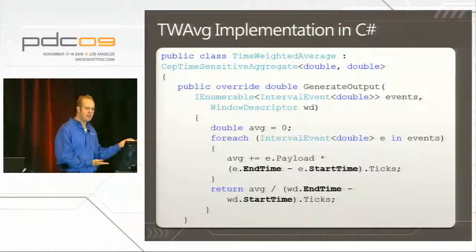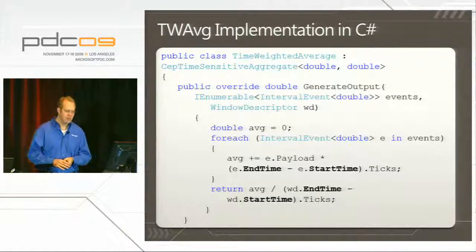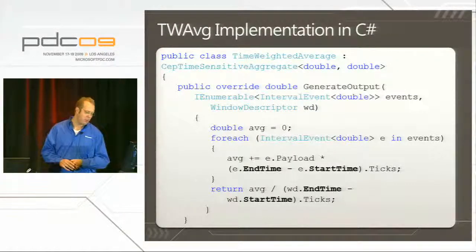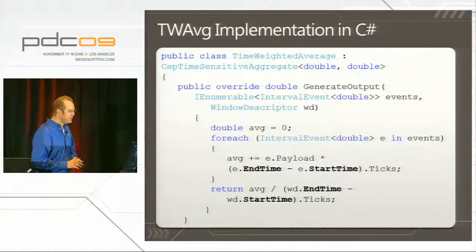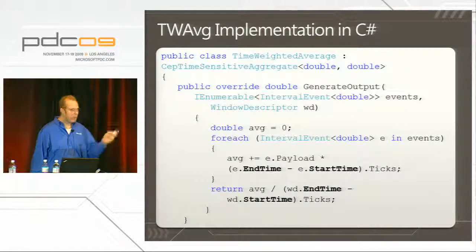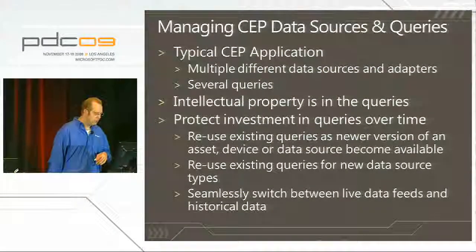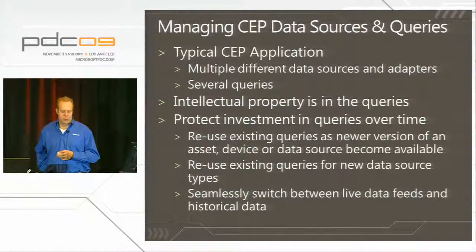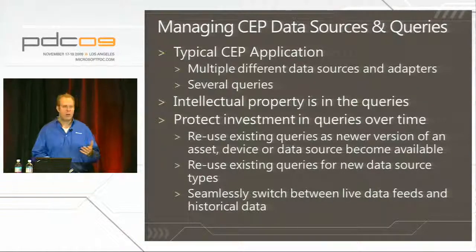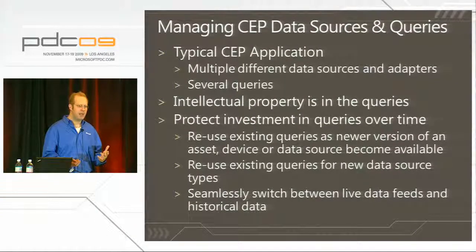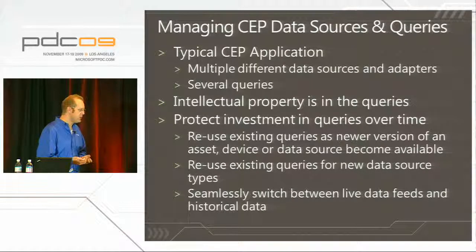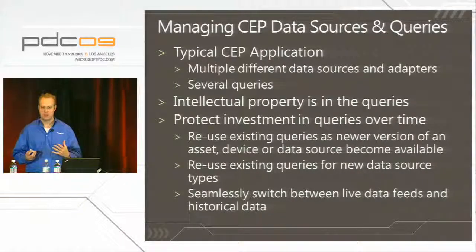This, what you see here, is the code that does the time-weighted average calculation for the example that we had on the previous slide. I don't want to walk through all the details here, as that would take too much time for an overview session. Having mentioned all this, we realize that a lot of the intellectual property is going to be in the queries that you put in place.